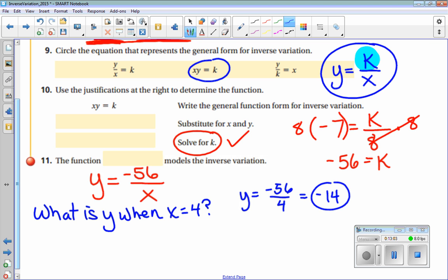So once I have the model, I can be asked lots of questions, right? So we always want to find our constant of variation, then our model, and then we can answer whatever questions we need to. So it's kind of like a 3-step process. Find k, find your model, and then answer the question. Okay? It's really that same 3 steps almost every time.